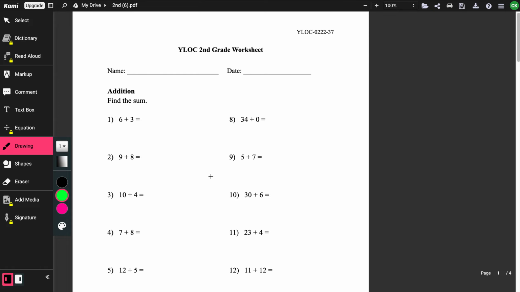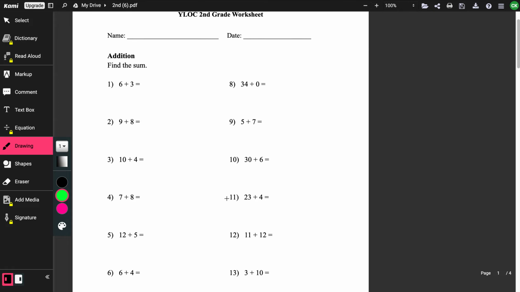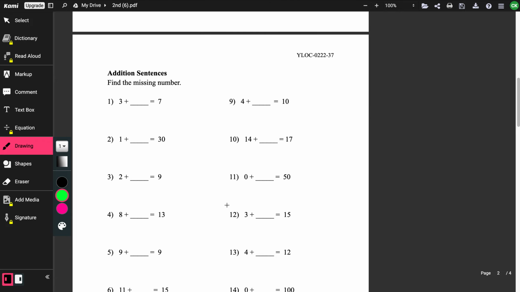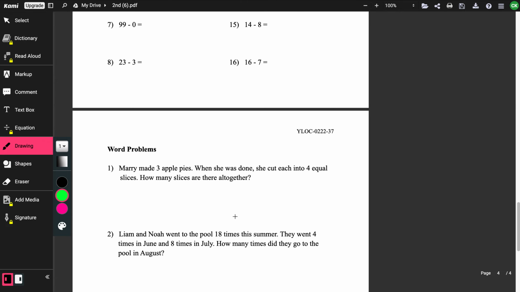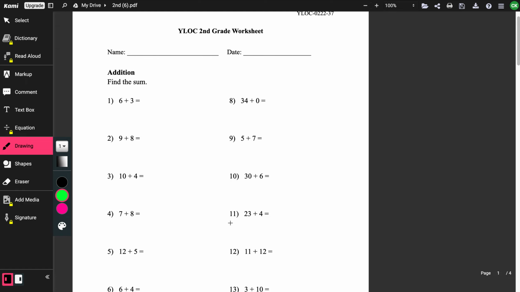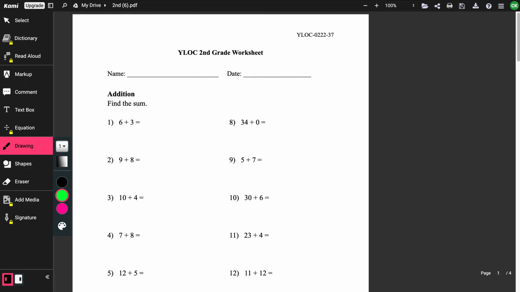Second Grade Worksheet, Lesson 37, and what we'll be covering today is addition sentences, subtraction, and some word problems. So let's start off with doing some addition. So this one's pretty easy, I would say. For number 1, it says 6 plus 3, and 6 plus 3 is obviously 9.